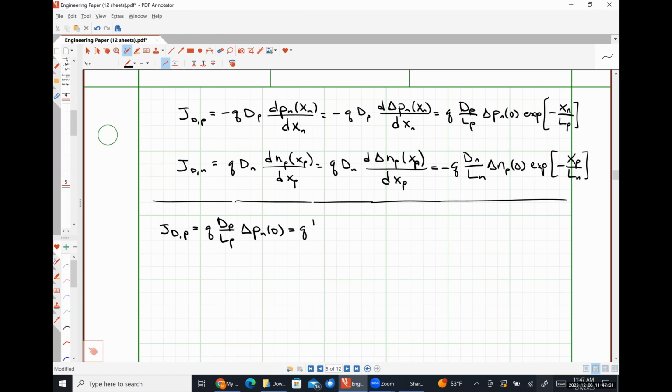So Q D_P over L_P, P_n at 0 minus P_n naught, right? That's literally just defining what delta P_n at x sub n equal to 0 is.